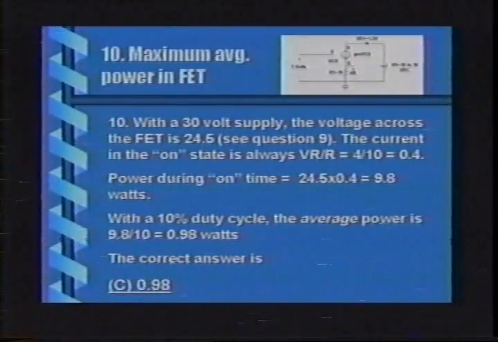Okay, with the 30 volt supply, the voltage across the FET is 24.5. You could either simply do the loop equation or look back at question number 9. The current is always 0.4 amperes whenever the transistor is on. So the power when the transistor is on is the product of voltage times current, or 9.8 watts. Since the duty cycle is 10%, the average is simply 1/10 of this, or 0.98 watts. So the correct answer is C, 0.98.